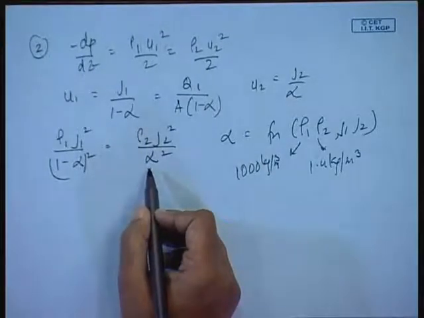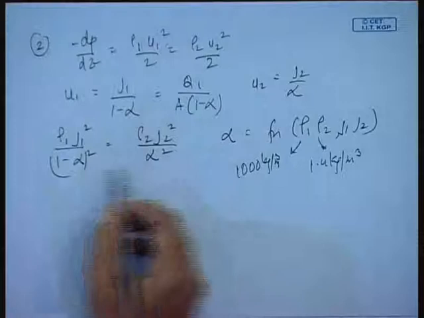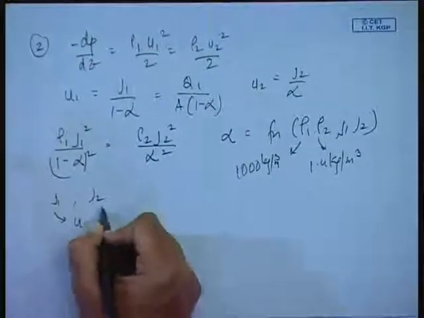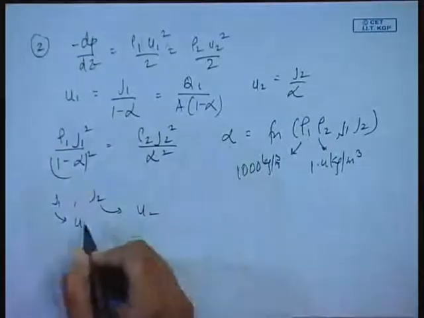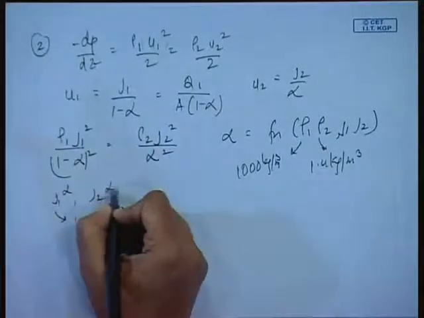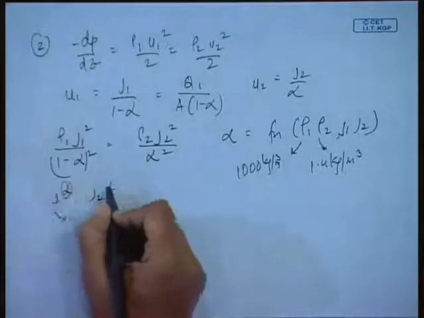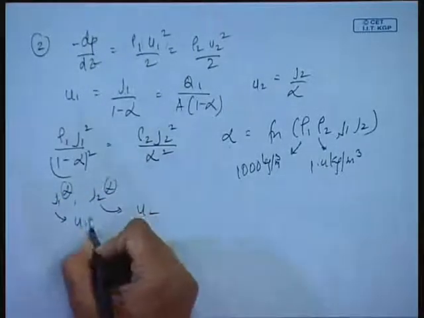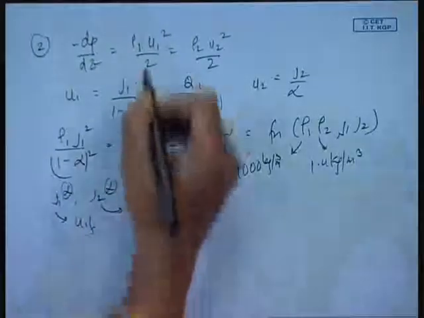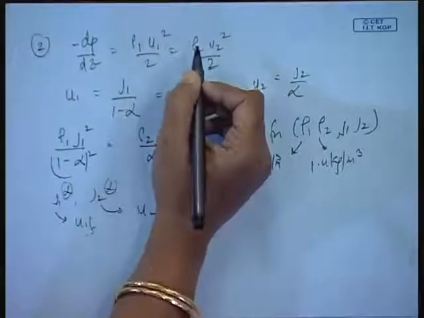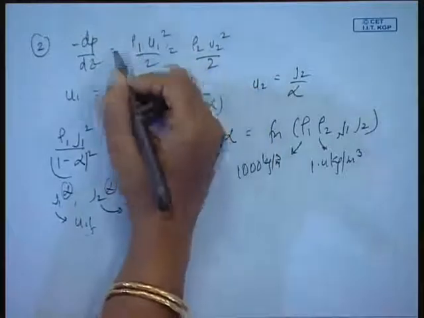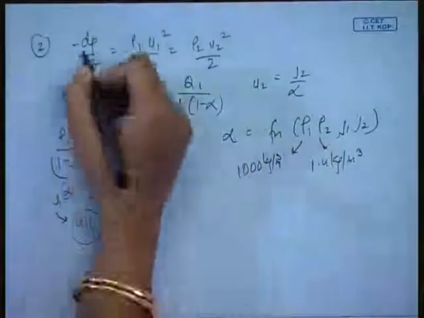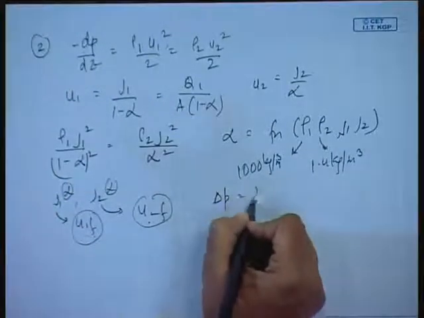Once you have the expression for alpha and you know J 1 and J 2, from J 1 you can find U 1, and from J 2 you can find U 2. These are U 1 F and U 2 F, because U 1 and U 2 initially were 0, correct. So from there you can find U 1 F, U 2 F. Once you know these two, using this equation you can find delta P.